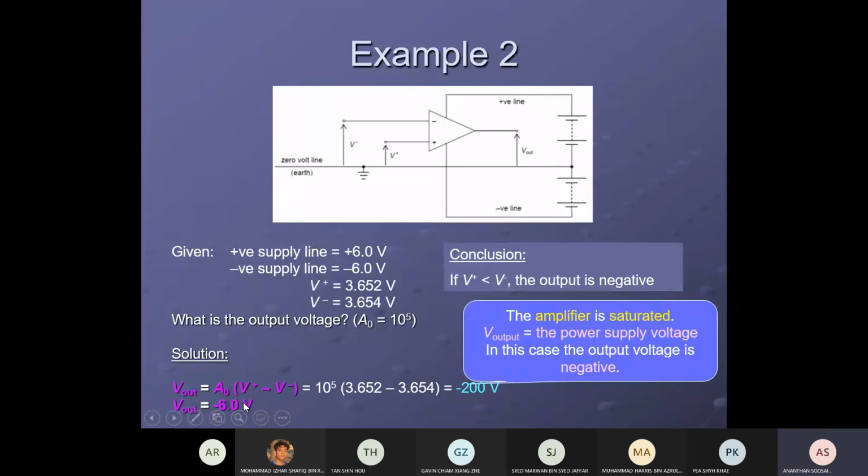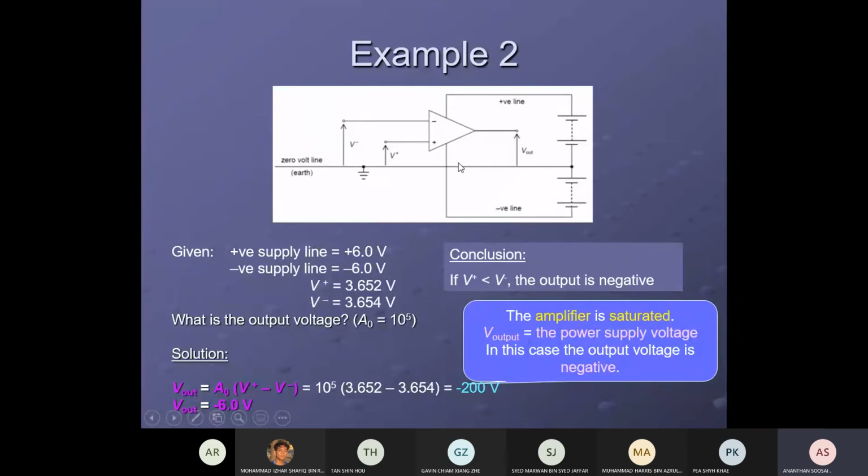Sometimes you lose marks. You put -6, and in brackets you must state saturated. The value is -200 volt, but the answer is -6 volt, and in brackets you put saturated. The wording saturated is normally 1 mark.